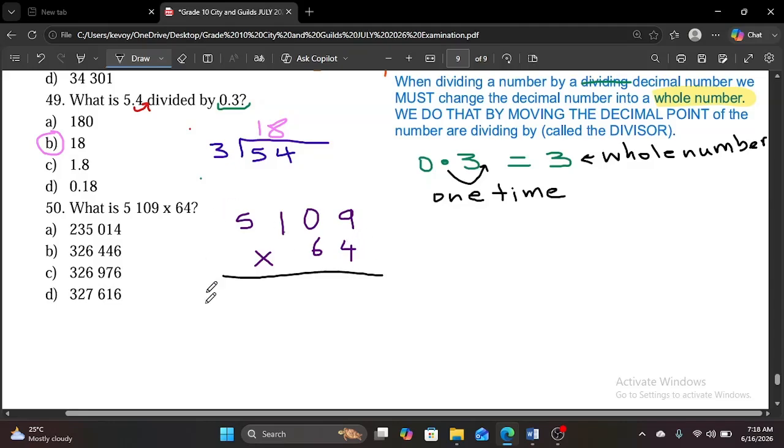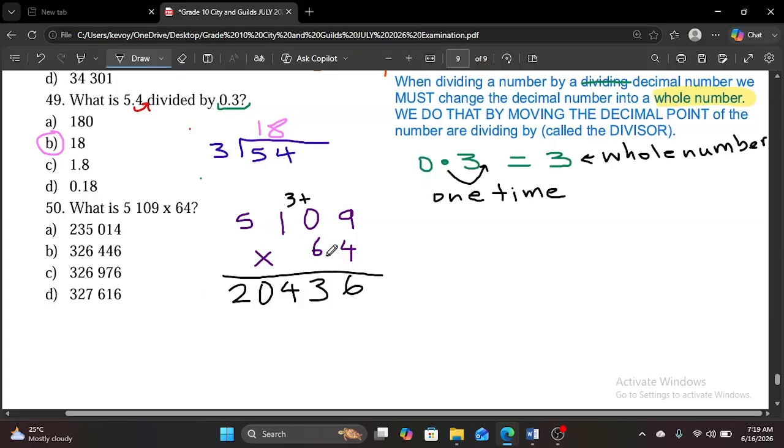All right, so now we're just gonna multiply everything. We're gonna start with the 4. So 4 times 9, that's gonna equal 36. Let's write that down. So that's gonna be 6, and you carry the 3 to be added. Remember, you multiply before you add, so 4 times 0 is 0, plus 3, that's gonna be 3. 4 times 1 is 4. 4 times 5 is 20.